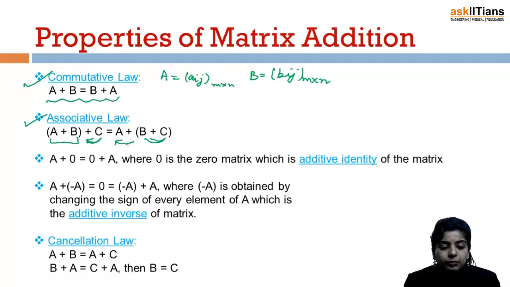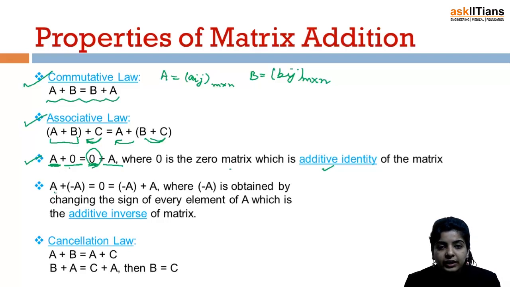So the resultant in both the cases will be the same. Third we have is the property of additive identity. As you must be knowing, if a matrix A is added to the 0 matrix, or 0 is added to A, where 0 is the 0 matrix, then we have A plus 0 is equal to 0 plus A. So in this case, 0 is the additive identity of the matrix A. Obviously in case of matrix addition, the 0 matrix would be the additive identity.